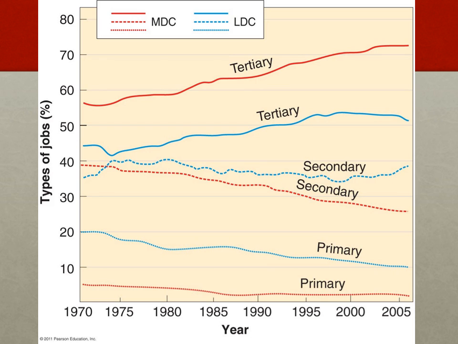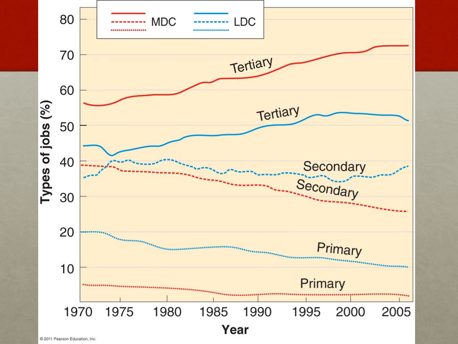This graphic comes from our textbook, and it looks at the differences in the different sectors of the economy between MDCs and LDCs. Now, a couple of things first off before we start talking about what we notice here. First off, we have to identify what MDCs and LDCs are.